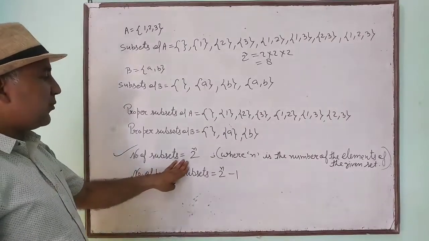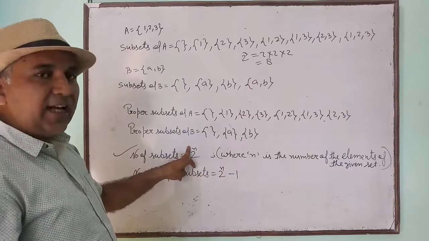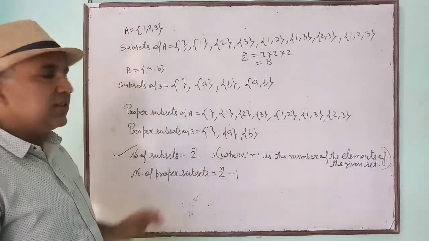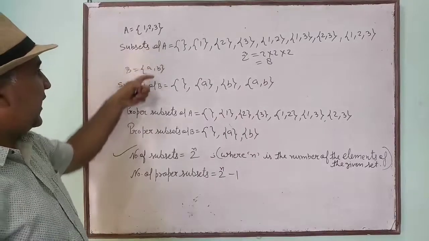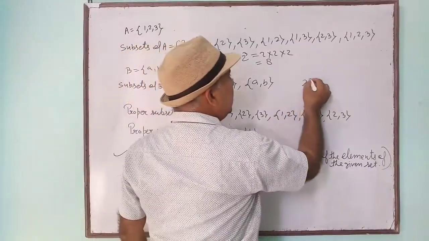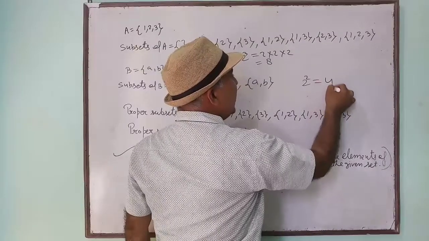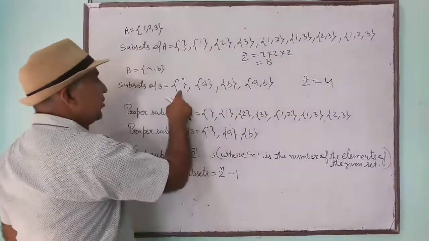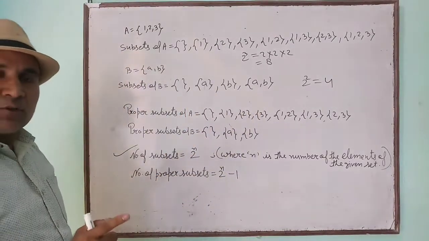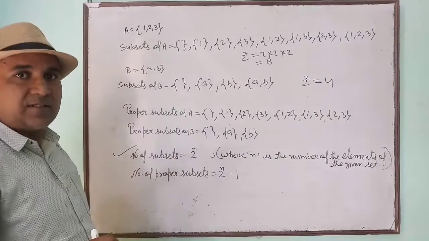How will you find the number of subsets? 2 to the power n, where n is the number of elements of the given set. Just like in the first case. In the second case, the number of elements is 2. So how many subsets should be there? 2 to the power 2. That means 4. Check that. 1, 2, 3, 4. This is correct. Understood how to find the number of subsets.